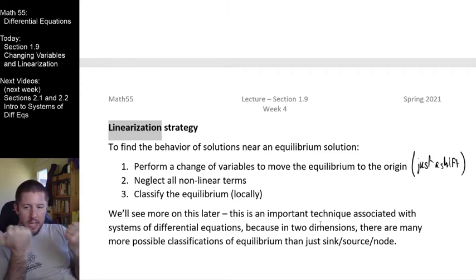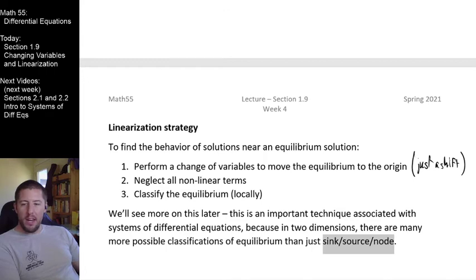If we can see that they're heading towards, heading away, or all the other types of different things that can happen once we go into more dimensions. So sink, source, node is all we get in 1D, but once we go into 2D, we're going to have more than 10 possible classifications that we're going to see. All those are going to be spread out throughout chapter 3.